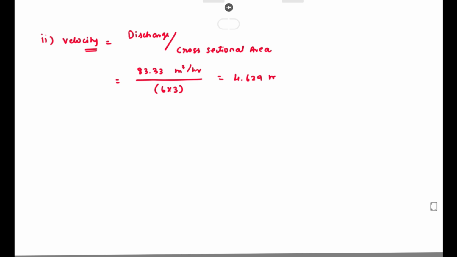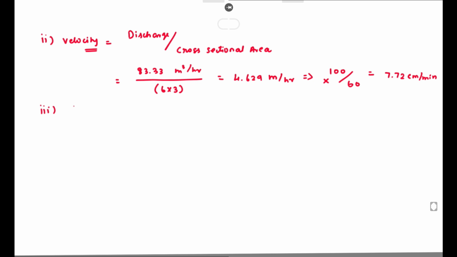So we get the value of 4.629 meter per hour. Now we can convert into centimeter per minute. For centimeter we multiply by 100, and for hour to minute we divide by 60, which equals 7.72 centimeter per minute. We can convert into mm per second also.